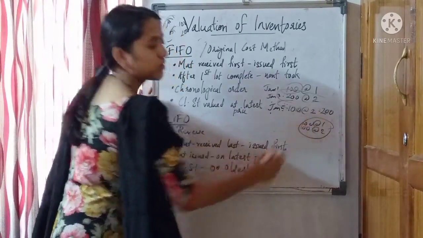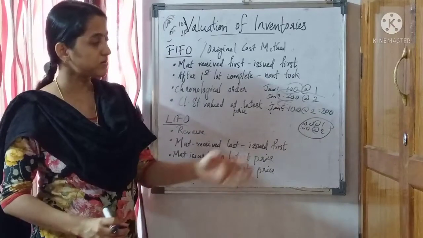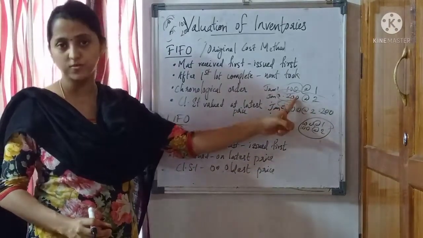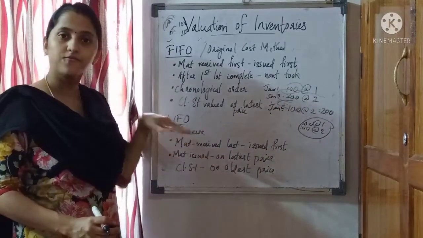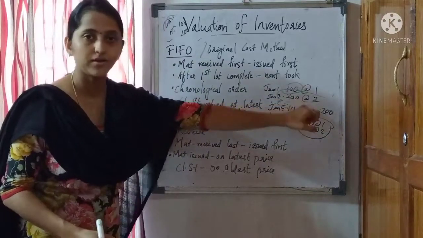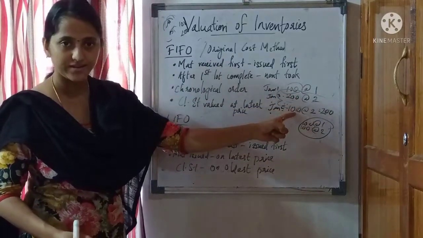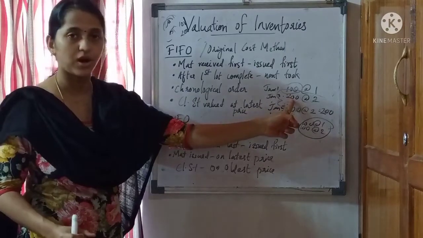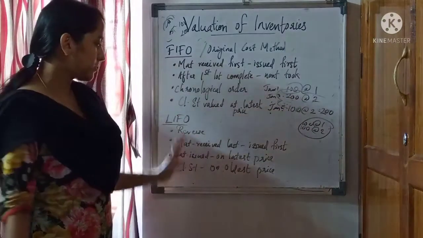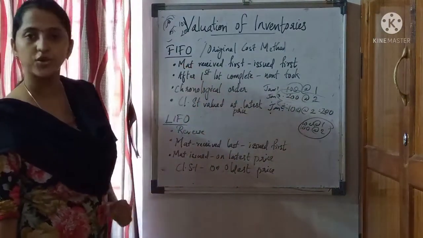So this will be our closing stock. Means we issue from the latest stock. That is LIFO, last in, first out. Last in is 200. From that 200 we issue 100. And the balance there is also 100 that is left. So that is the LIFO method, just the reverse of the FIFO method.